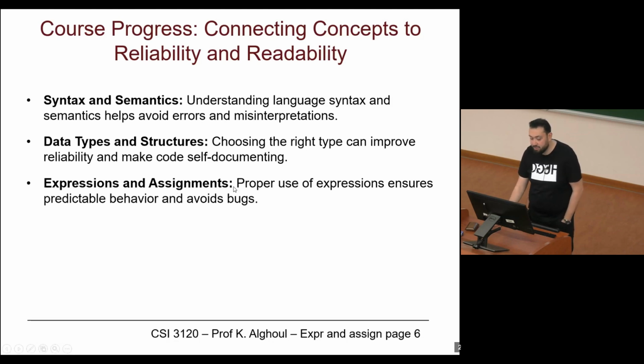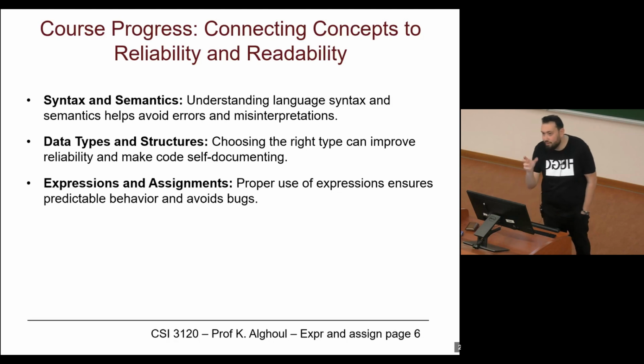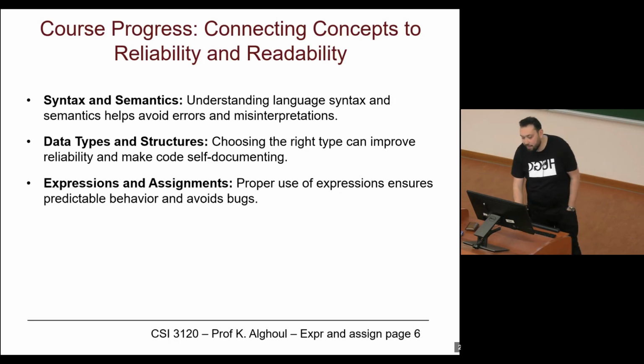So this chapter is about expression and assignment, which will help us to use expressions properly and choose predictable behavior. Predictable behavior falls under what? Readability or reliability? Reliability. Okay, you need to know these basic things, guys, if I ask you about them.